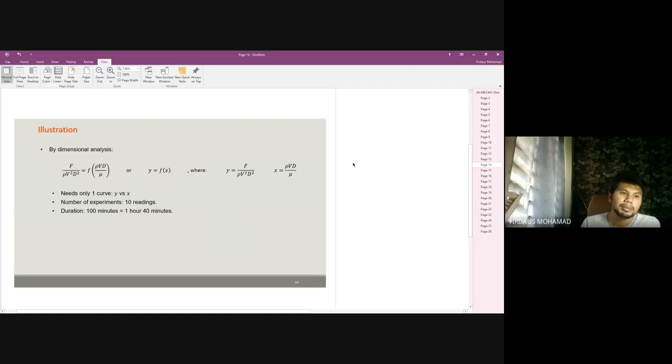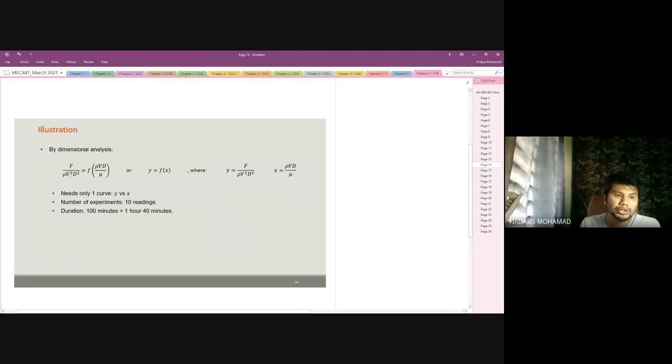So for example, by dimensional analysis, F over rho V squared D squared, ataupun F equal to rho VD over mu. Rho VD over mu ni apa? Tak baca 1, 2, 3. Oh, tak baca lagi. Dah chapter 2 ataupun chapter 1. Rho VD over mu adalah Reynolds number.